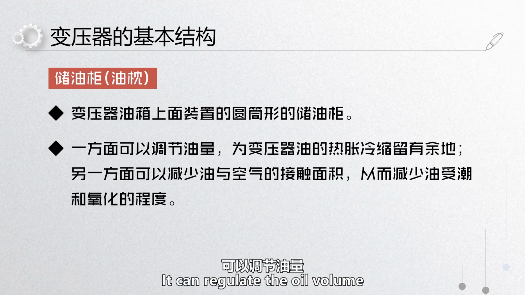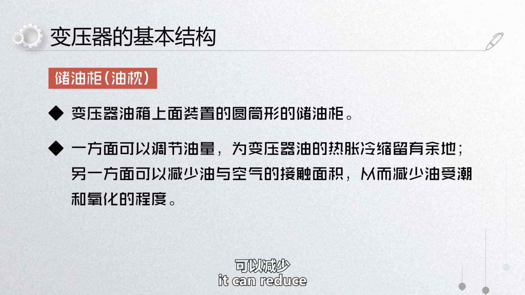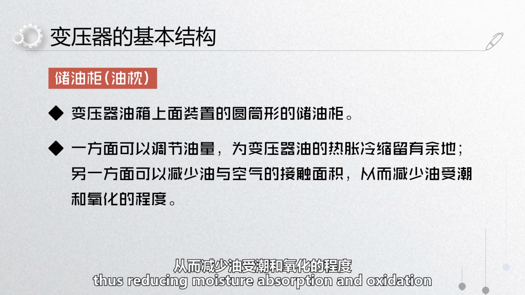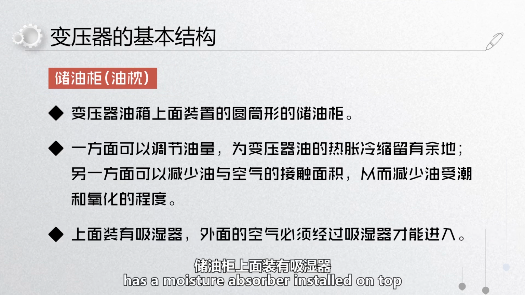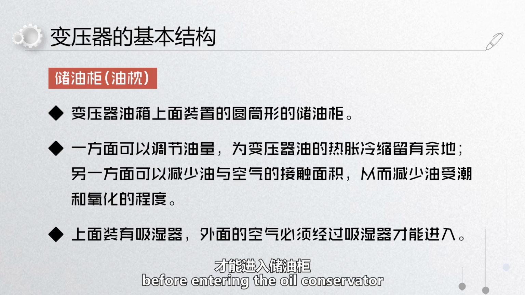On one hand, it can regulate the oil volume, providing room for the thermal expansion and contraction of the transformer oil. On the other hand, it can reduce the contact area of the oil with air, thus reducing moisture absorption and oxidation. The oil conservator has a moisture absorber installed on top. Air must pass through the moisture absorber before entering the oil conservator.